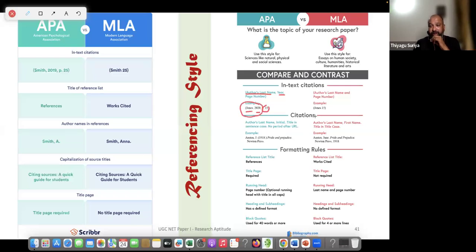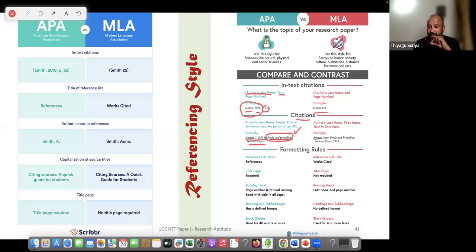But in the case of MLA, it is the name and the page number. There is no need for a comma, full stop, nothing. No punctuation is needed in the case of MLA format. And similarly, for the citation, which is basically like a reference now: author name, initial, year, then a full stop, then the book title and the publisher. The title of the book should be italic according to APA.